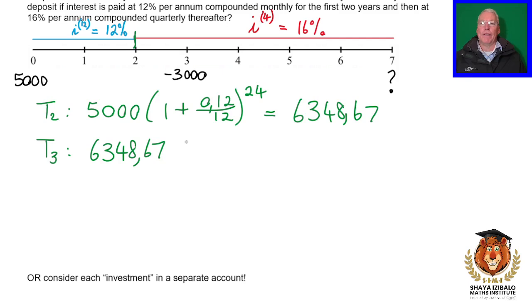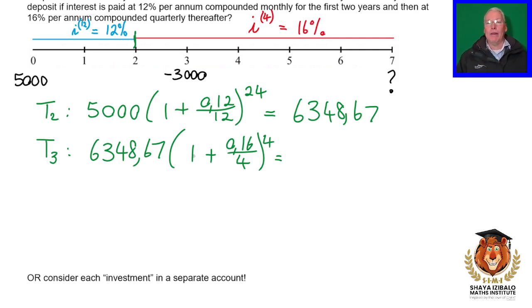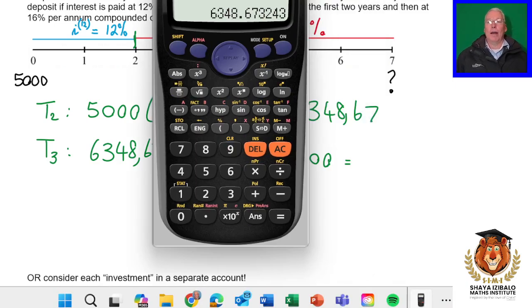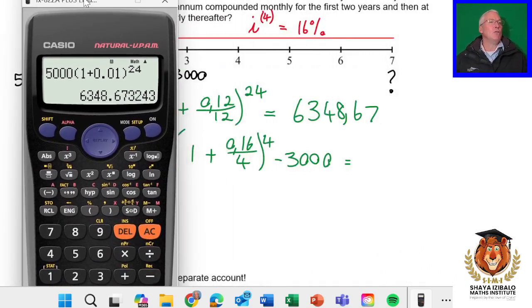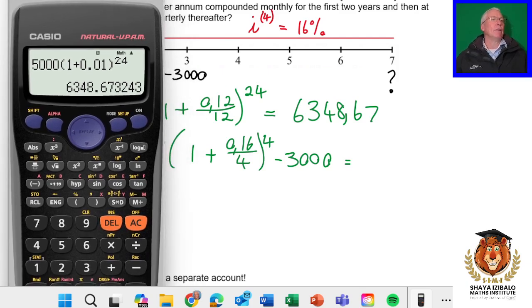Okay, but remember that this interest that's going to get is actually 16% per annum, but compounded quarterly. So in other words, 4 quarters. Okay, that's how much I'll have at that stage. But remember, at that exact time, I then subtract 3,000 Rand. So let's work out what that's going to be. Okay, so as I said, I'm not going to use the 6348,67. I'm going to use the exact number that's on my calculator here.